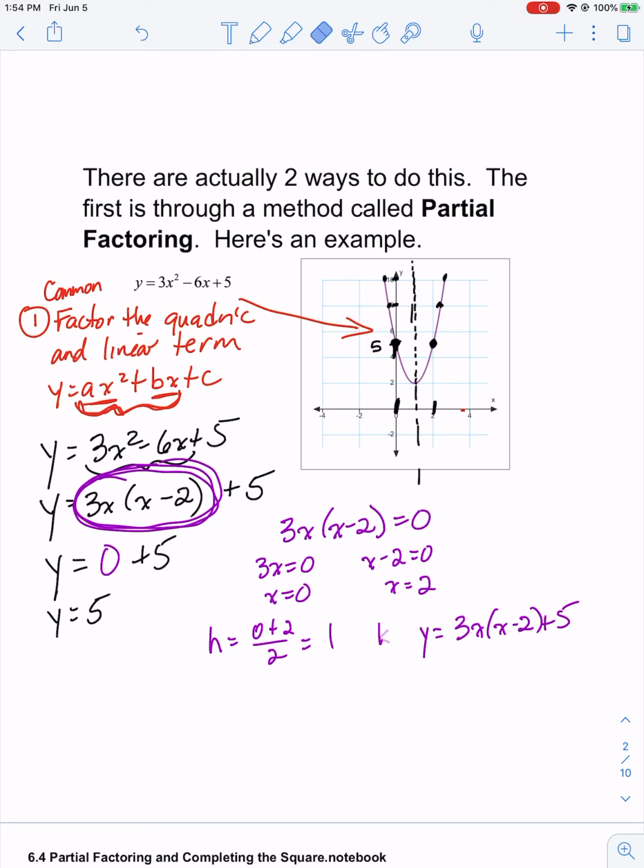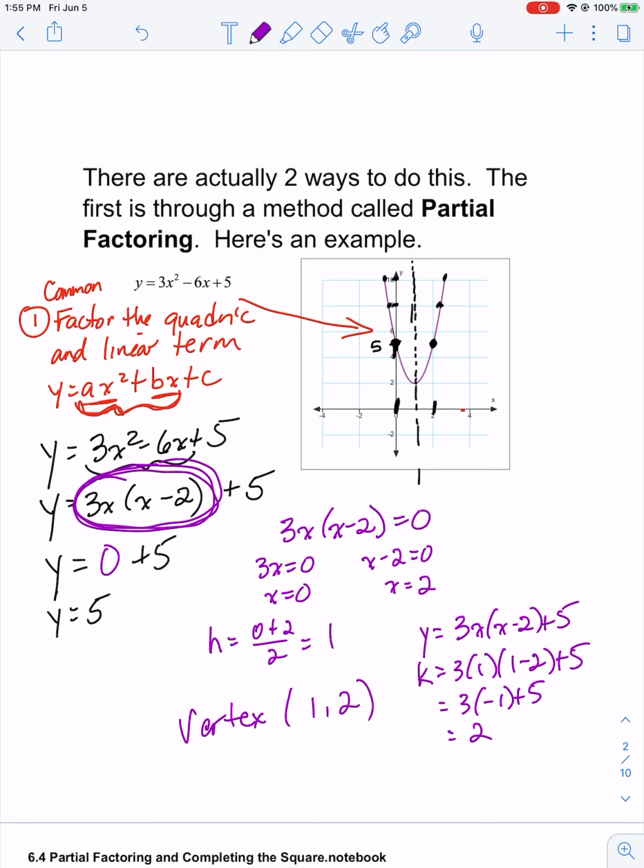Let me just take that k out of there. And so when x equals 1, it's 3 times negative 1 plus 5, which is equal to 2. So then that means that the vertex is at 1, 2. So vertex form, you're going to have the same a value, which is 3, x minus 1 squared plus 2.